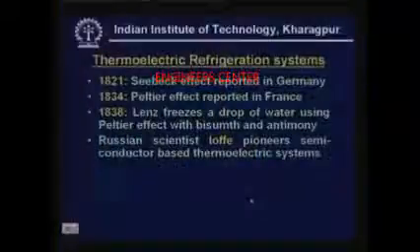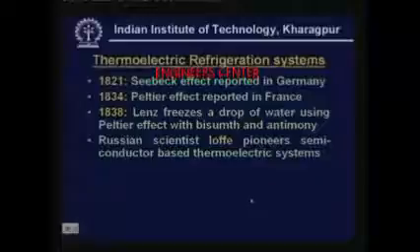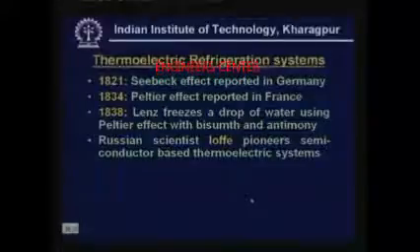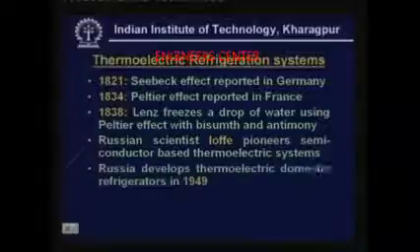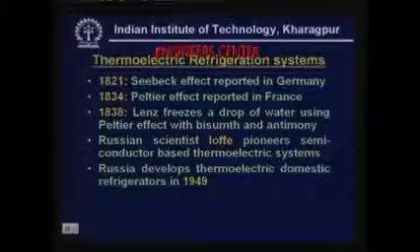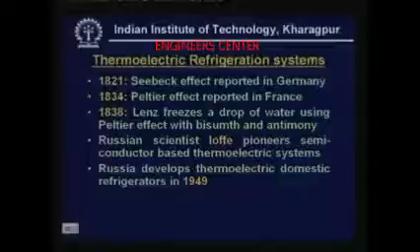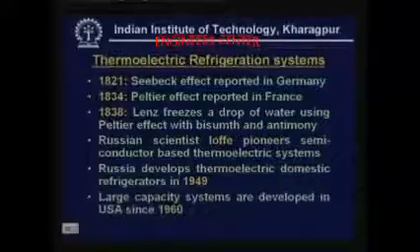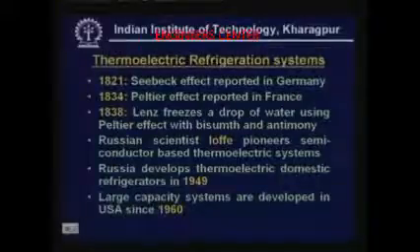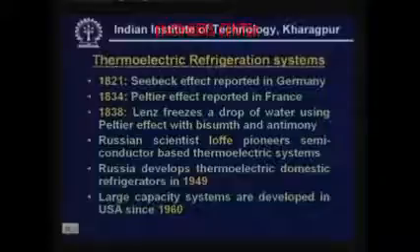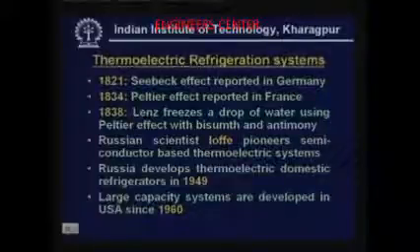And later, the Russian scientist Ioffe is one of the major pioneers in the area of semiconductor based thermoelectric systems, and Russia has developed several domestic refrigerators using this principle. And in the USA in the 1960s, they developed large air conditioning systems using the thermoelectric principle.